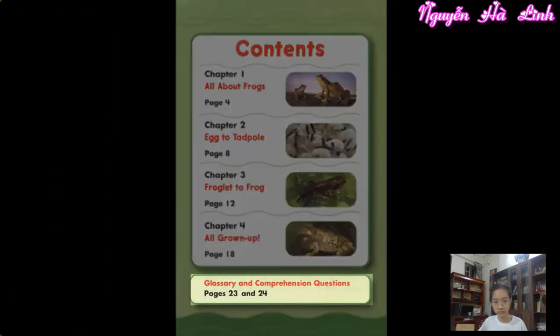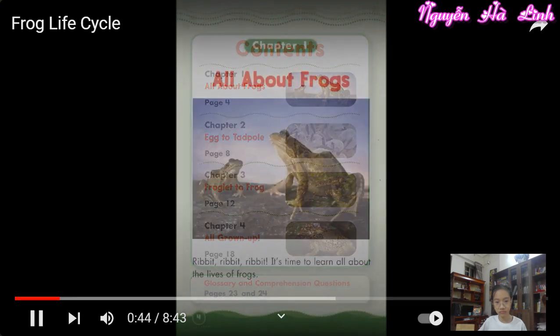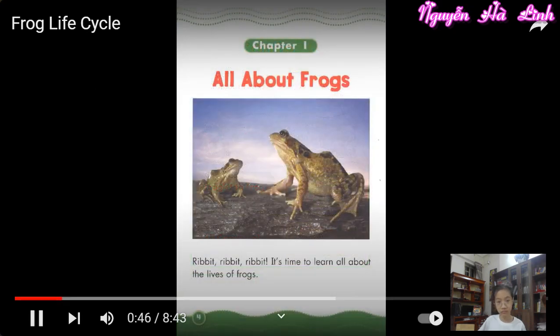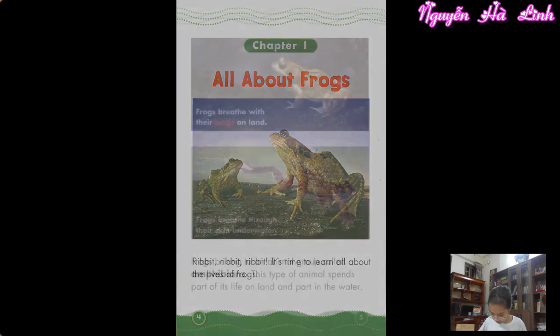In the back, there's a glossary that's like a dictionary, and there are comprehension questions, which I'm going to want you to answer. So the first chapter is all about frogs. All about frogs. Ribbit, ribbit, ribbit. It's time to learn all about the lives of frogs.